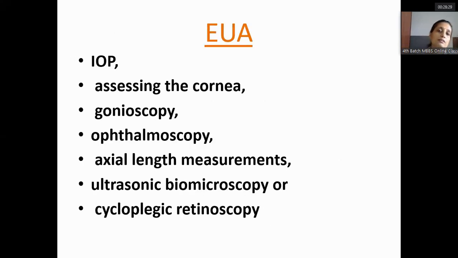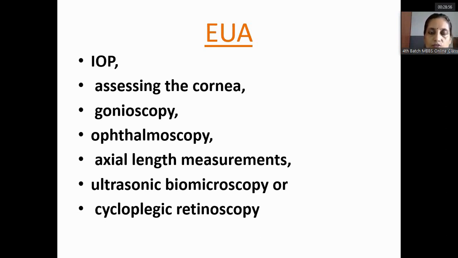So what are the things you will assess in the examination under anesthesia? This is also very important, you should know. You have to measure the intraocular pressure, either with the Tono-Pen or air puff if you have them, or with the pseudotonometer, which is a cheaper and the easiest portable method of measuring the intraocular pressure.